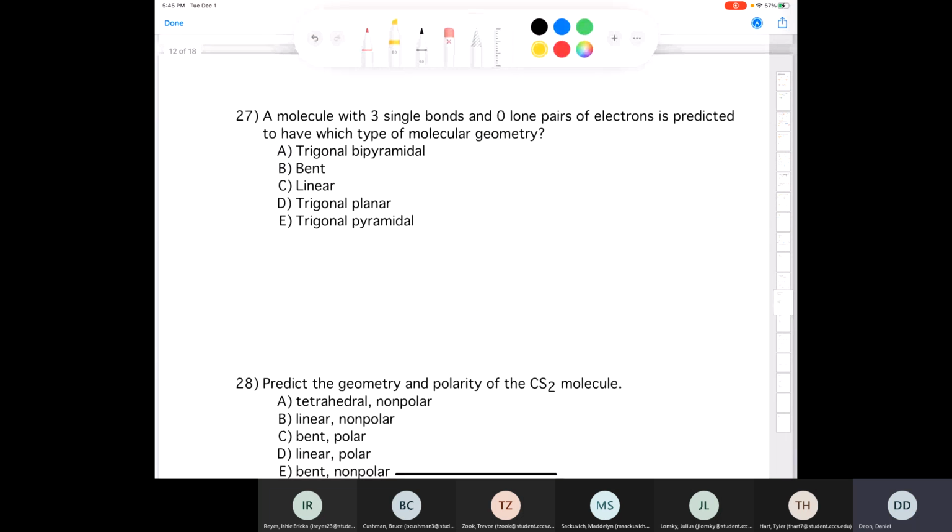A molecule with 3 single bonds and 0 lone pairs of electrons is predicted to have which type of molecular geometry? If it's got 3 single bonds and 0 lone pairs, it's got this form, AB3. So that means it's a central atom surrounded by 3 atoms, and those 3 atoms are going to seek to get as far away from each other as possible, and they're all going to adopt bond angles of 120 degrees, which means the molecular geometry and the electron geometry would be trigonal planar.